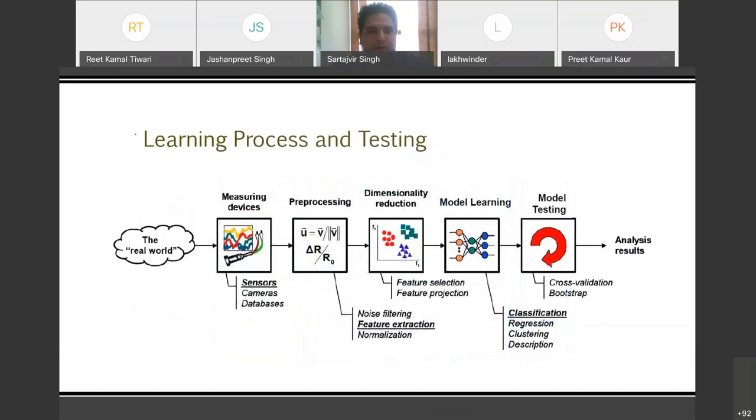Now there is a learning process and a testing process. As we know, the real world is analog, and in order to convert this analog information into electrical form, we need sensors, and the sensors can be of any type: cameras, thermometers, and so on. Then we need to convert these electrical signals into a feasible form. As already told by Dr. Rith Kumal Tiwari, whatever we are getting is digital numbers, and we have to convert them into some representable form. That is the task of pre-processing, in which we filter the noise and normalize the image. The further step includes dimensionality reduction, in which we select only certain types of features and reject the undesirable features. Then these features are provided to the model for the learning process, and then the output gets tested. So there is the task of learning and testing.